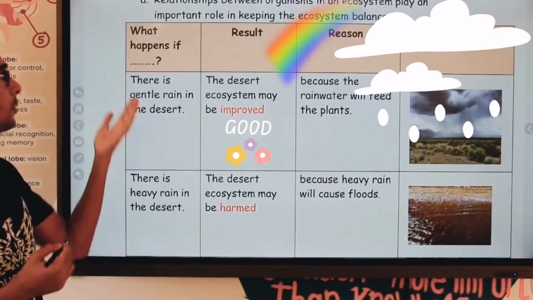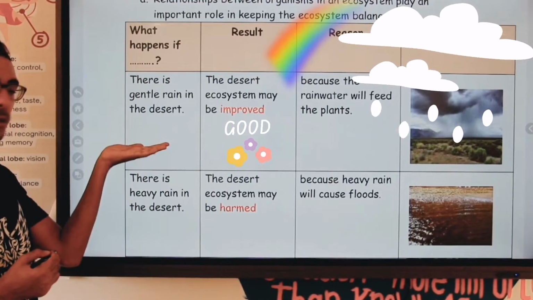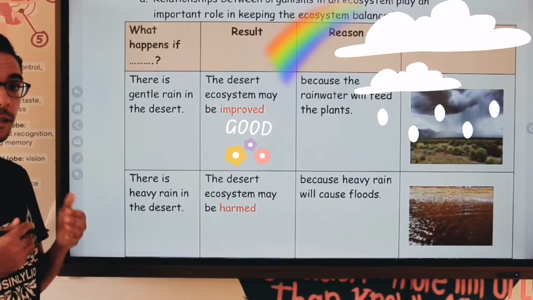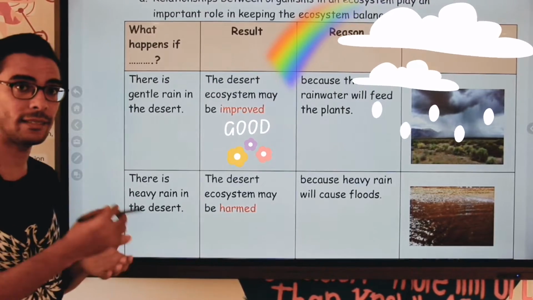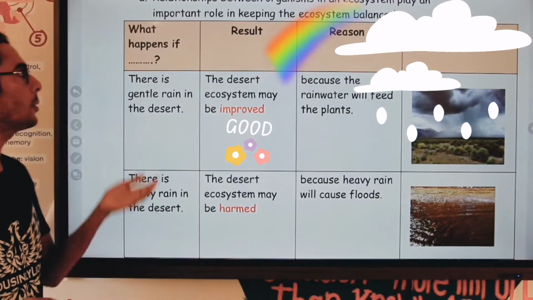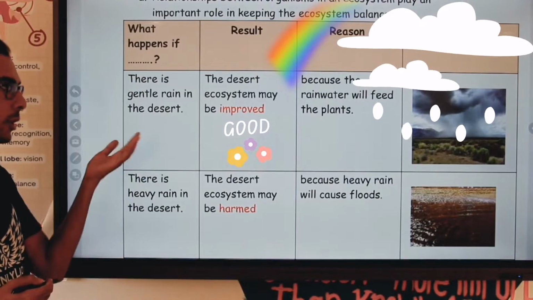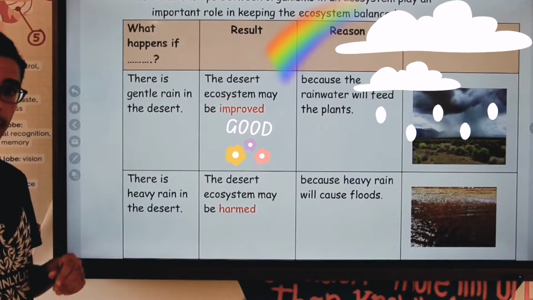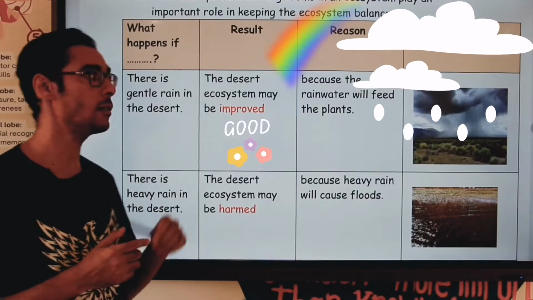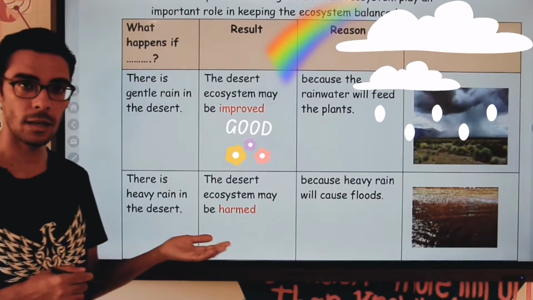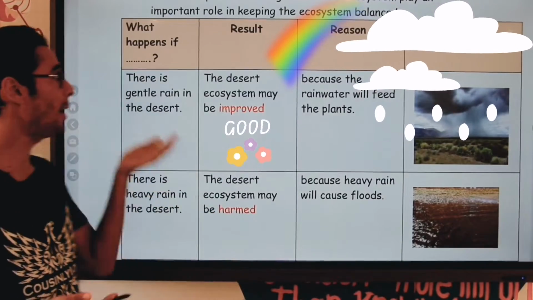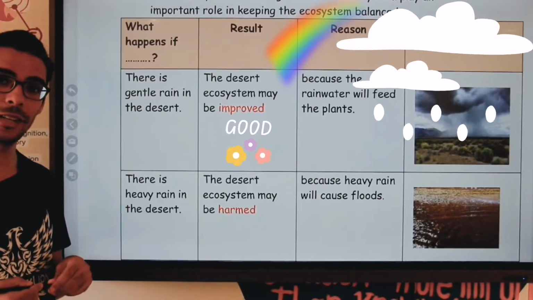So the question, what happens if we have gentle rain in the desert? That's something good. The animals there adapted to it. I guess the answer is supposed to be that the desert ecosystem may be improved.